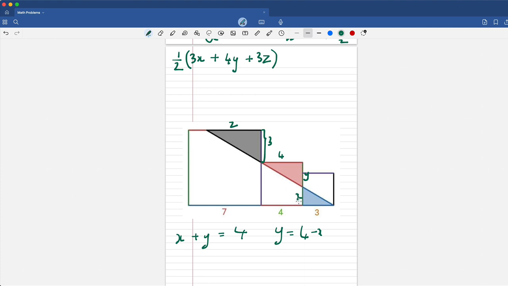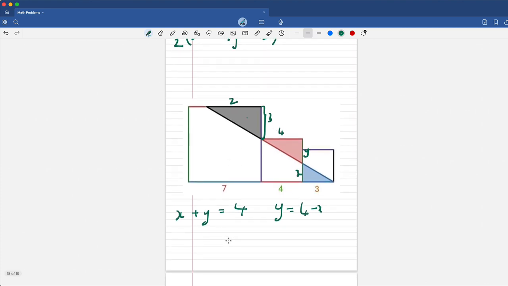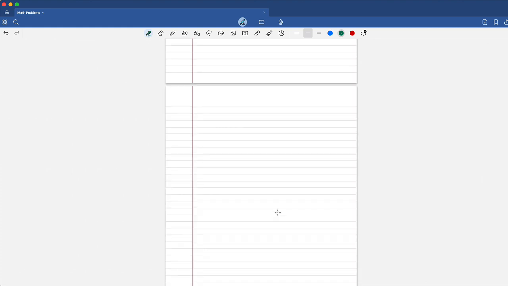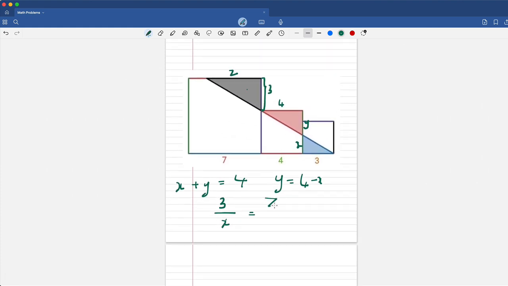How is z connected to x? To understand that, we need to realize that the gray, red, and blue triangles are all similar. If they're similar, then the ratios are in proportion. So the base of the blue triangle, 3, divided by its height, which is x, equals the base of the gray triangle, z, divided by its height, which is 3. So you can basically extrapolate here that z is 9 by x.